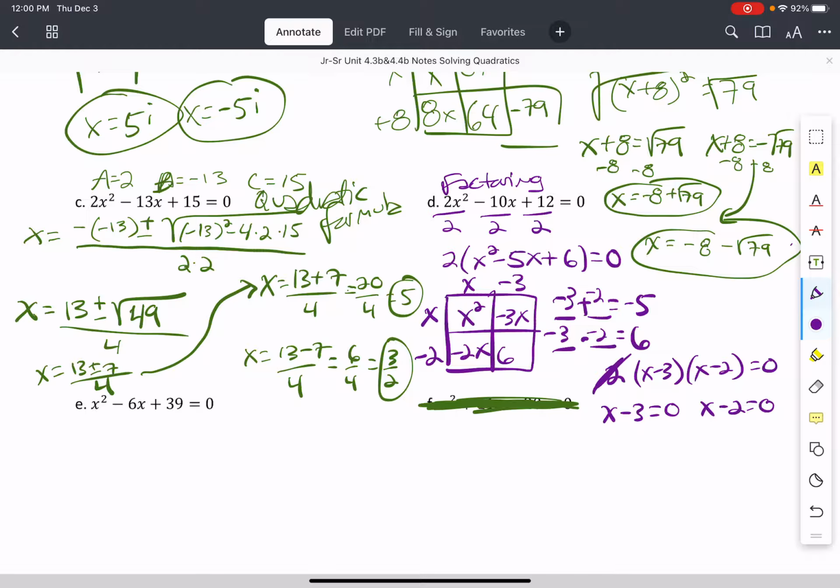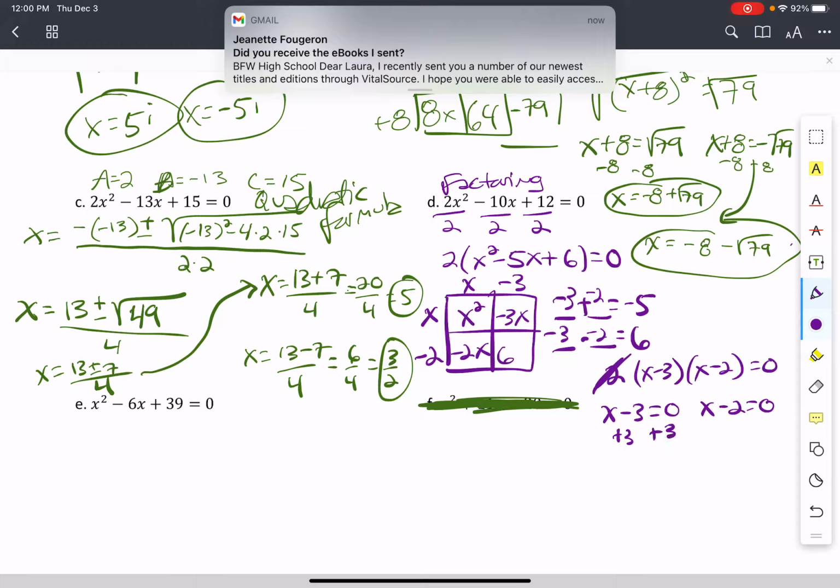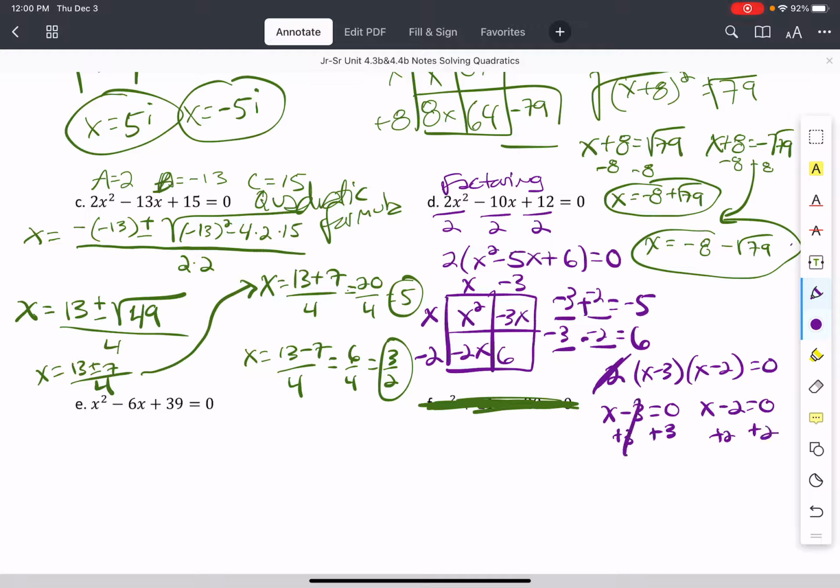Okay. Is x alone? Am I done? No, you have to add 2. Good. Add 3 on each side. And add 2 on each side.